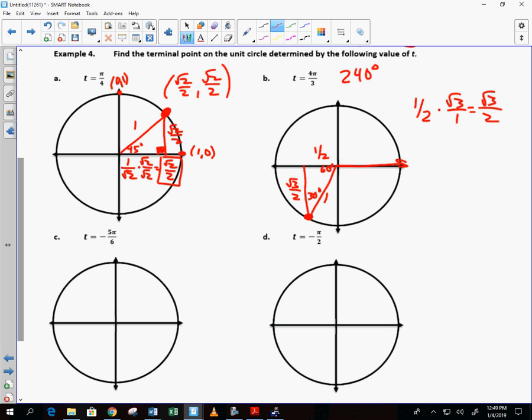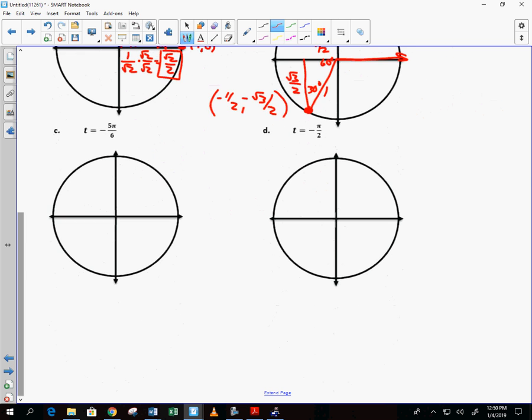Anybody want to guess what my location here is? Yeah, good. They're both negative because you're in the third quadrant. So your location is negative 1/2 and negative root of 3 over 2. Good work. You guys are doing well.